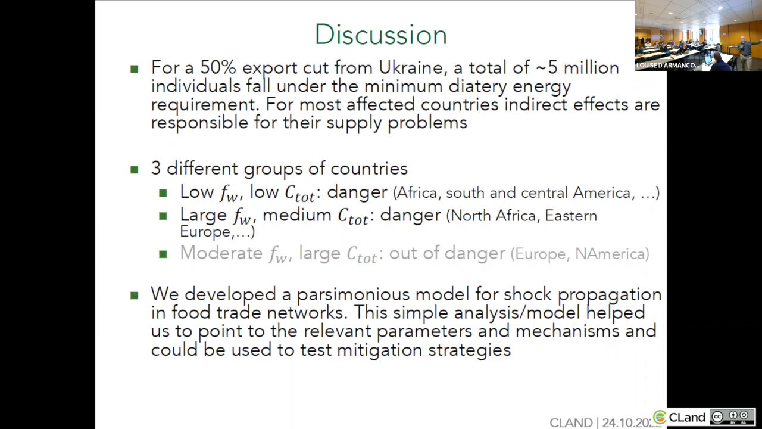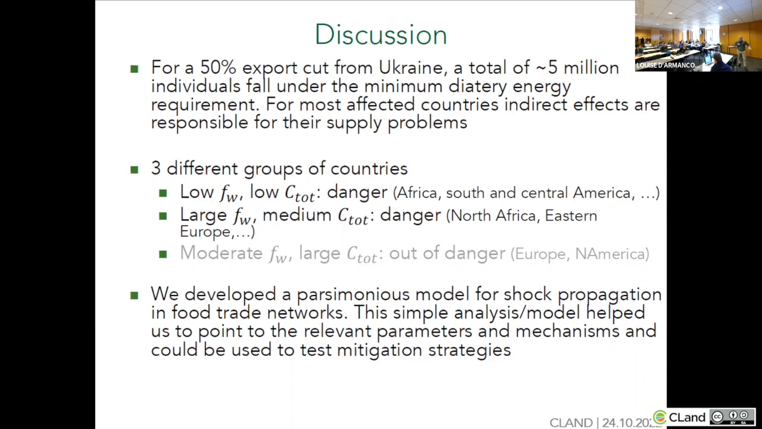And typical countries here are sub-Saharan African countries, also South and Central America, and they are in danger, which means that really any small variation of the wheat supply can induce a large number of undernourished individuals. Then, of course, you have countries that rely a lot on wheat. So they have a large share of wheat product in their food basket, and a medium food supply, and they are typically in danger.